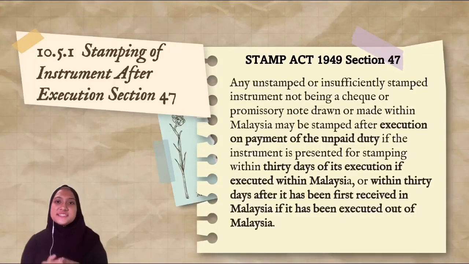And lastly, for the stamping of instruments after execution, according to Section 47, any unstamped or insufficiently stamped instrument, not being a cheque or promissory note, drawn or made within Malaysia may be stamped after execution on payment of the unpaid duty if the instrument is presented for stamping within 30 days of its execution if executed within Malaysia, or within 30 days after it has been first received in Malaysia if it has been executed out of Malaysia.